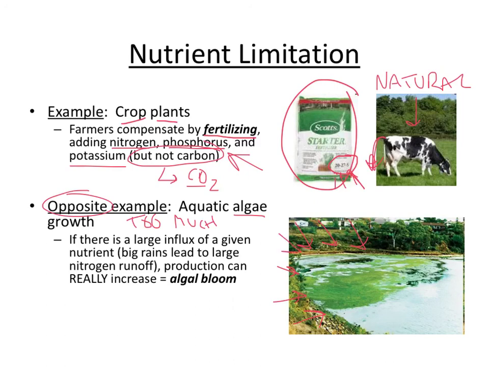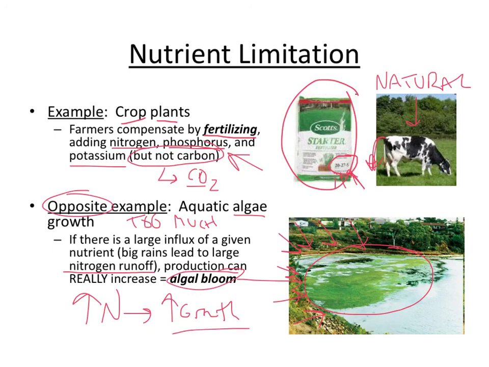And this big rain is going to cause a major nitrogen runoff, which means you get a big, huge increase in nitrogen, which leads to an increase in growth. And when we see this in algae, what we see is this growth of algae at the surface of your pond, which makes your pond look kind of nasty. And this is called an algal bloom. So if we provide a lot of what was once a limiting nutrient, we can end up getting a whole lot of growth. All right, so this wraps up your notes for Chapter 3.